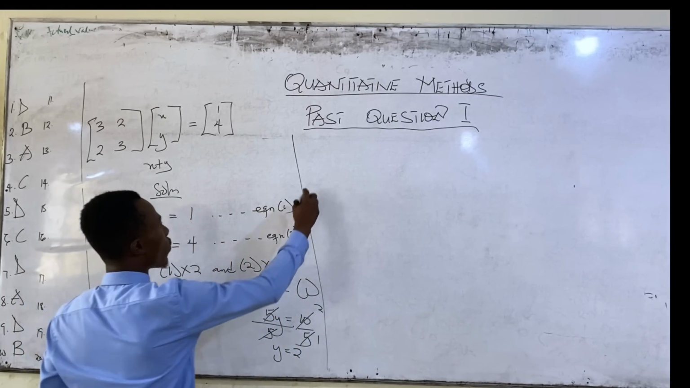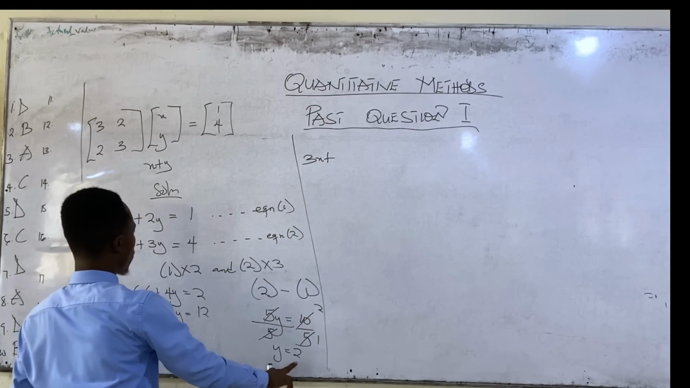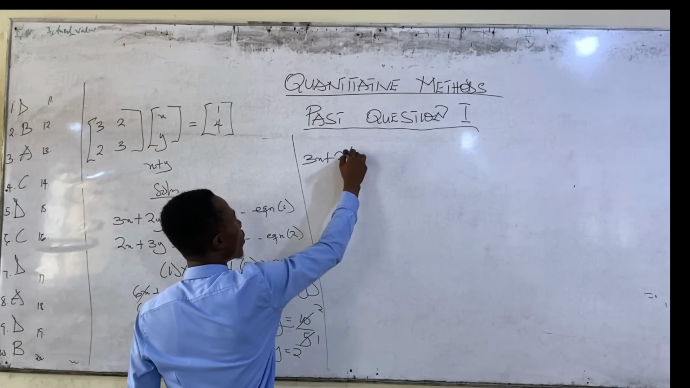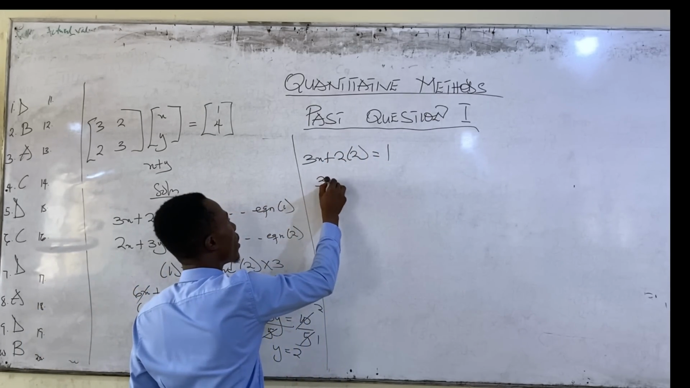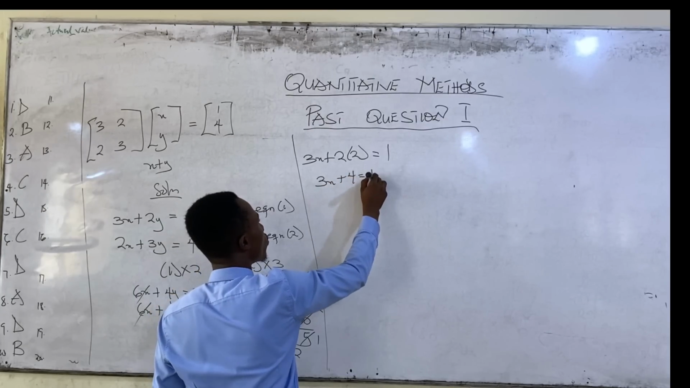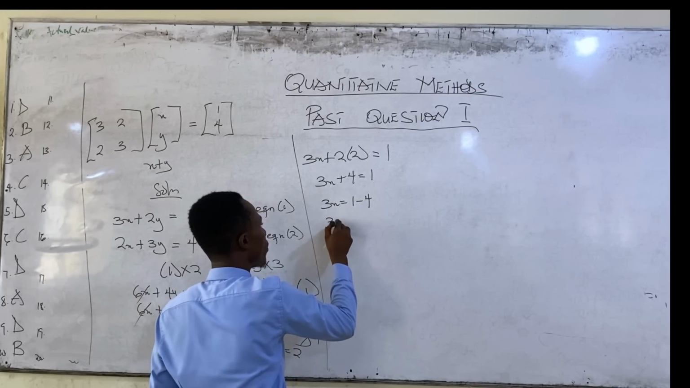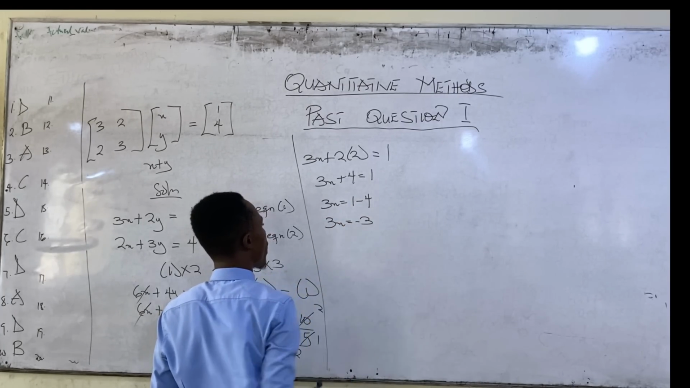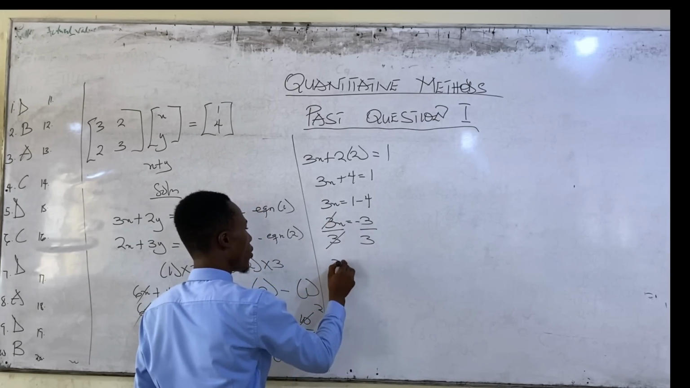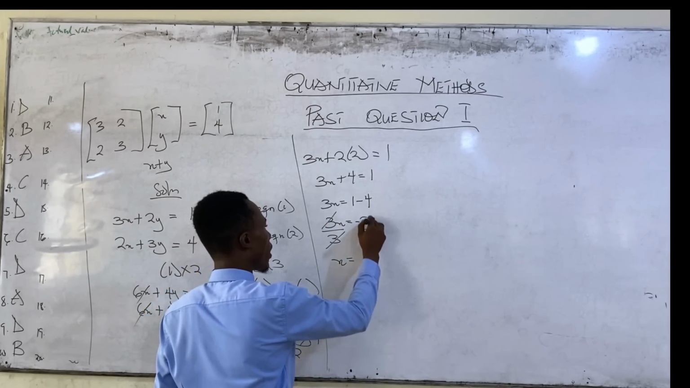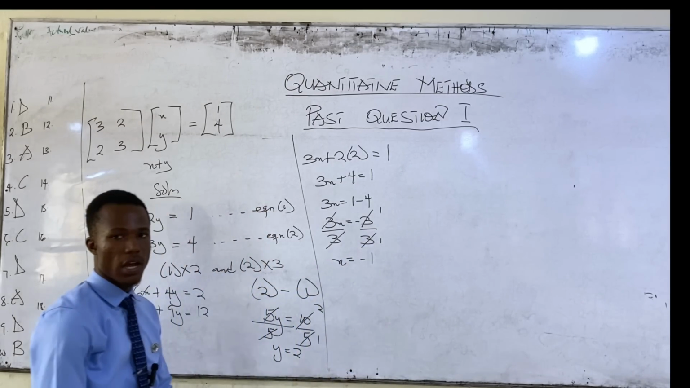So taking equation 1 into consideration, we have 3x plus 2y equal to 1, but y is 2. So we say 2 multiplying 2. Okay, so we have 3x plus 4 equal to 1, 3x equal to 1 minus 4. 3x is equal to negative 3, right? Then you divide both sides by 3. Your x is equal to, this one goes here 1, it goes here 1. So your x is equal to negative 1. I hope that is clear.